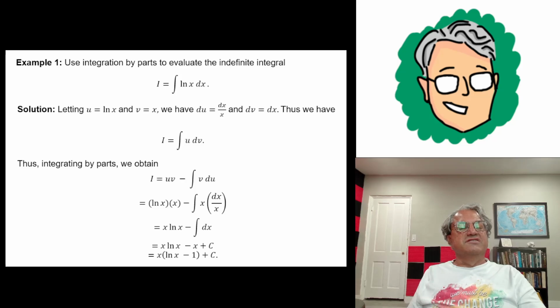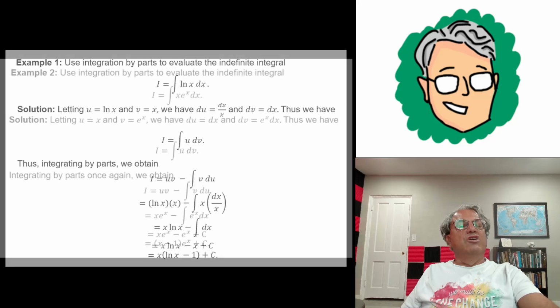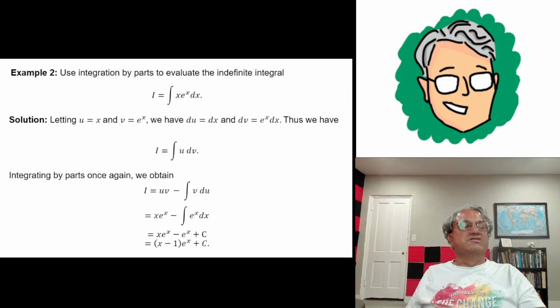some integration constant c. And the last thing you can do, if you want, is group terms, because notice that the first two terms are both divisible by x, so we can factor out x. If you do that, you get x times (ln x minus 1) plus c. So that's how you do that one. And let's do a few more examples.